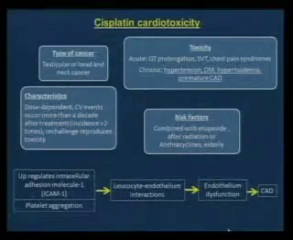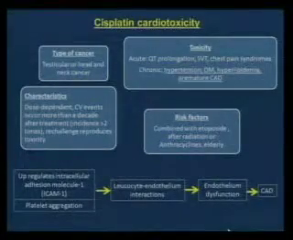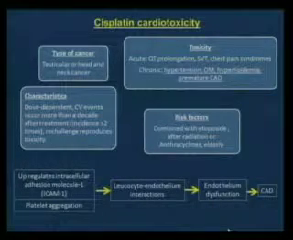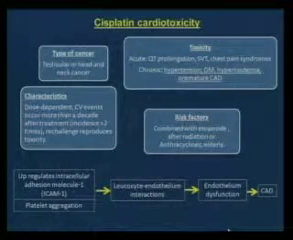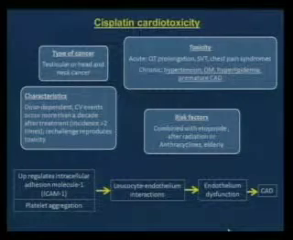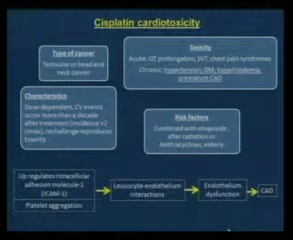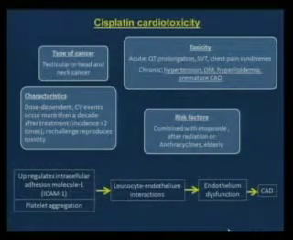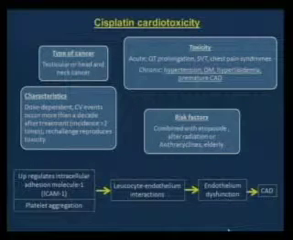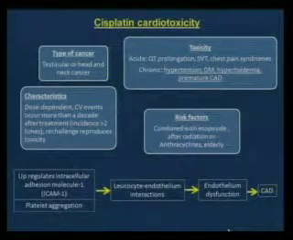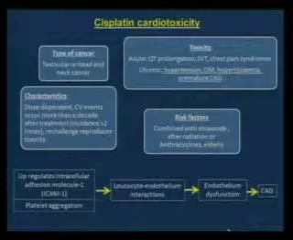Cisplatin cardiotoxicity. It's used in testicular cancers. It's also used in head and neck cancers. Acute toxicity includes QT prolongation, SVT, chest pain syndromes. Chronic one, which is more significant, is hypertension, diabetes, hyperlipidemia, and premature CAD.